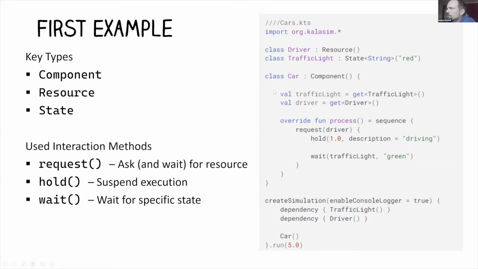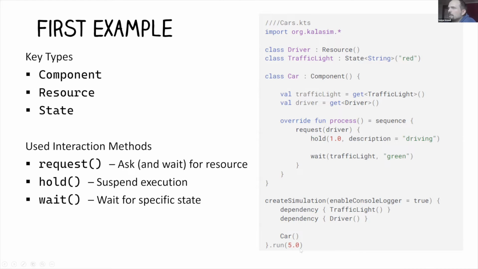To bind all these aspects into a simulation model, we can write down here that we want to create a simulation. We may want to enable some logging, and then we declare all the dependencies. In this case, it's the traffic light and the driver. We instantiate a car, and then we simply run the simulation for a couple of simulation ticks. So that's basically how it works.